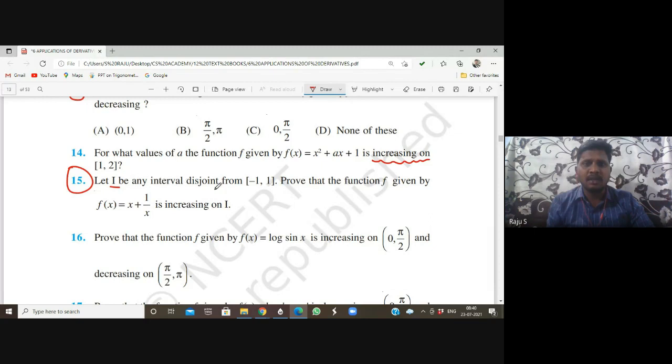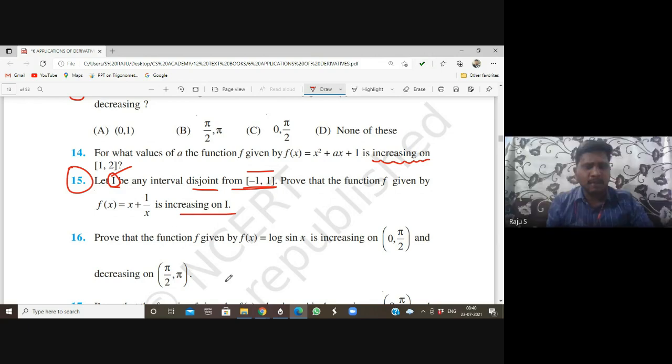Let I be any interval disjoint from (-1, 1). I is any other interval other than this interval. Prove that the given function f(x) = x + 1/x is increasing on I, not in this interval.